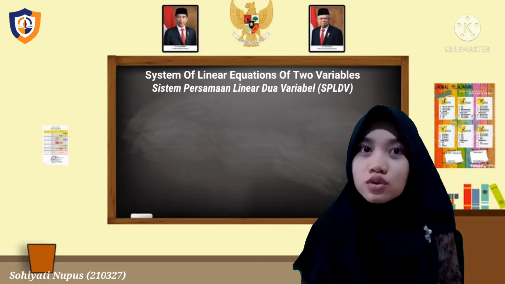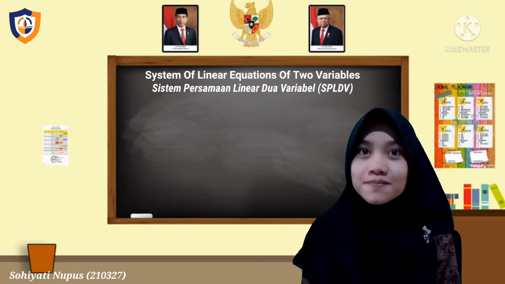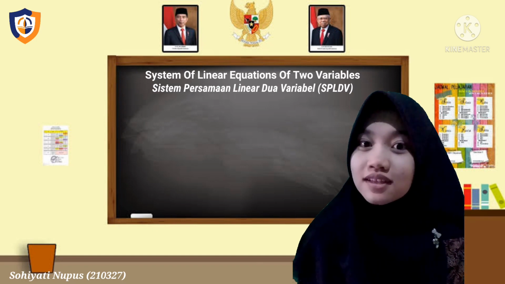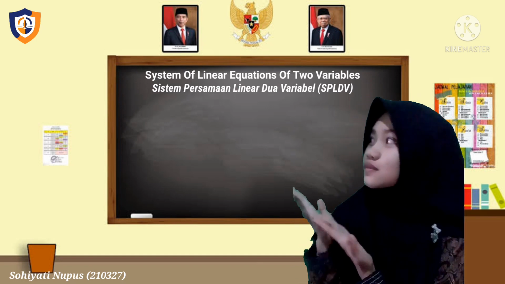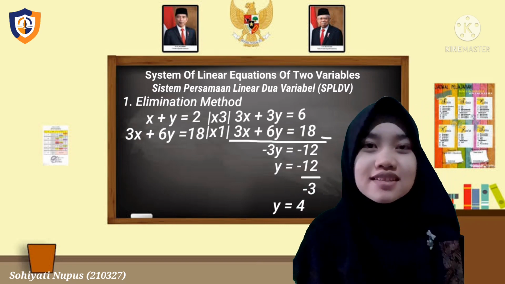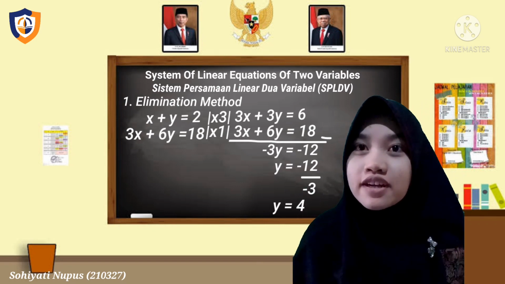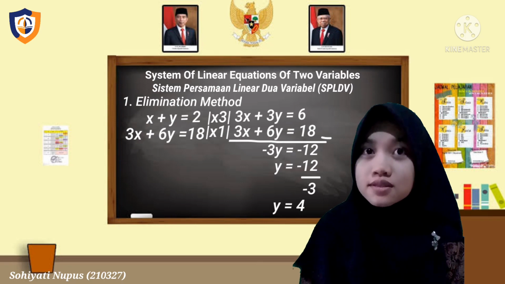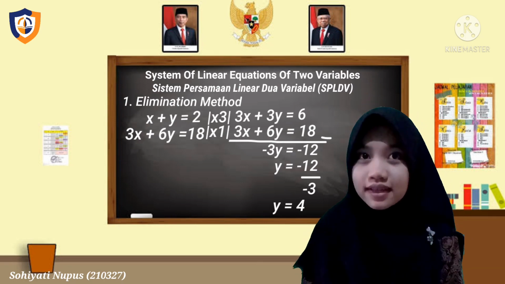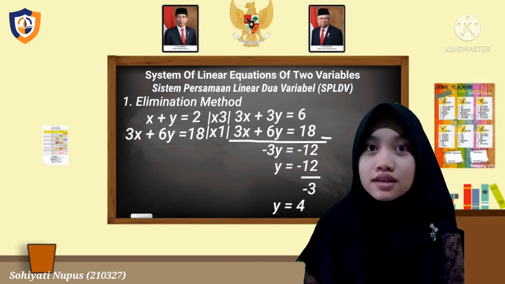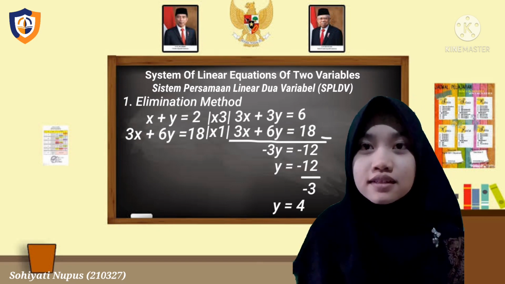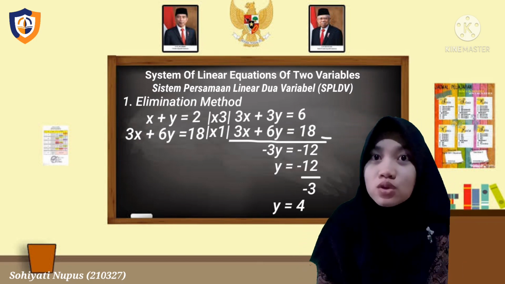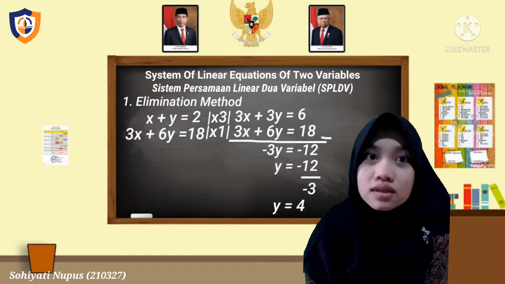To solve a two-variable linear equation system, there are several methods. The first is the elimination method. Here is an example of a system of linear equations with two variables. First, x plus y equals 2. Then 3x plus 6y equals 18. To get the values of x and y, we use the elimination method.